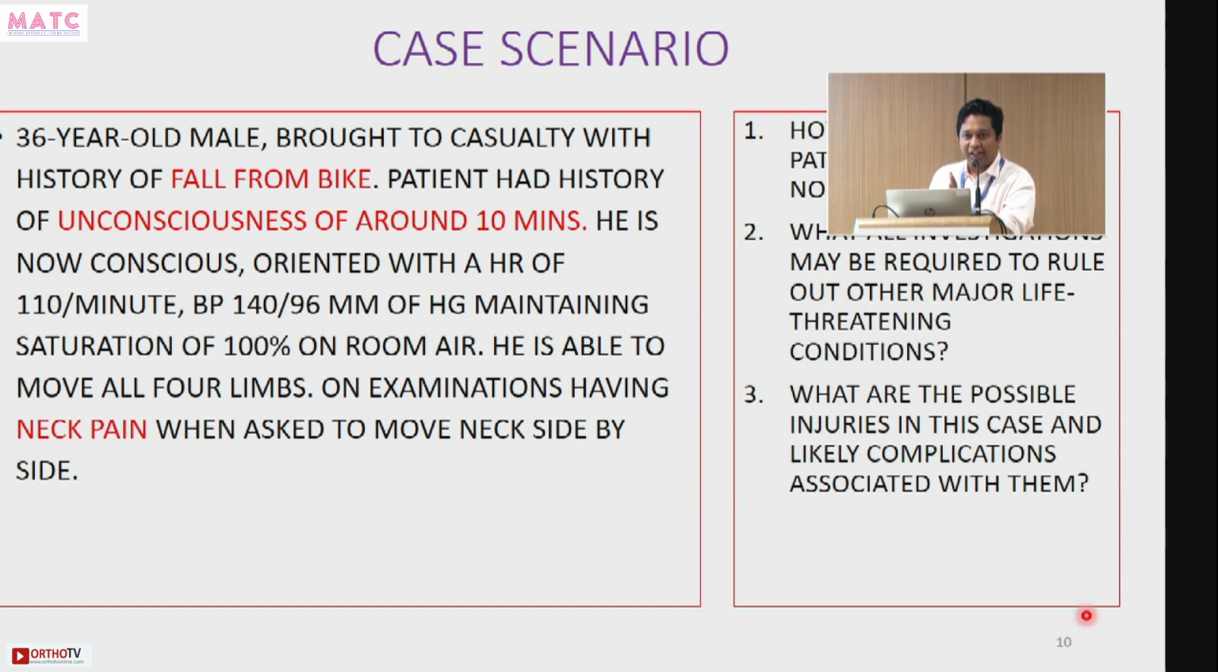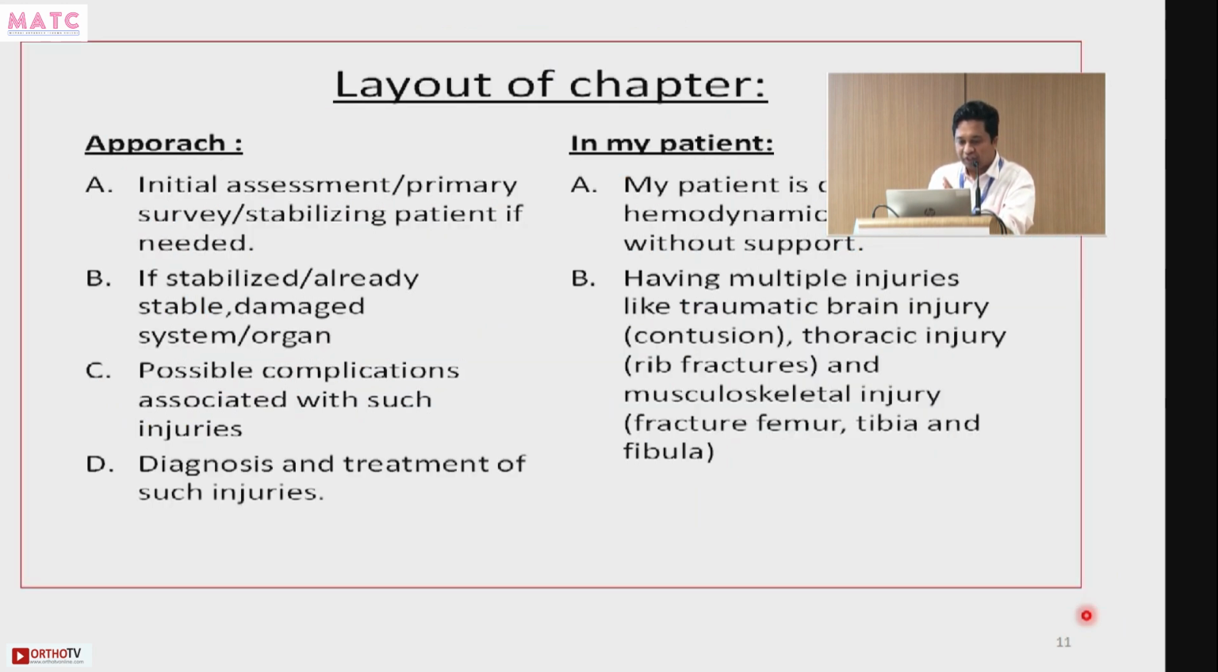So we are suspecting a traumatic brain injury in this patient. Now, as far as what ATLS says, I will start with my initial survey, primary survey. We stabilize this patient. We look for any other complications which we did not identify in the primary survey.